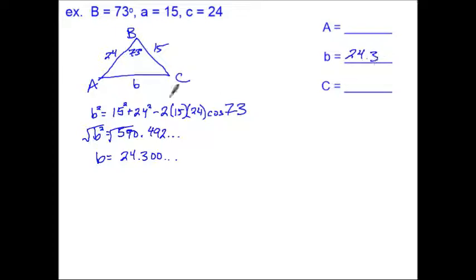Now I'm going to label this over here because I want to make a point later. Notice that 24.3 and that 24 are not too far apart as far as measurement. So basically this triangle is not too far away from being isosceles. I think I might have said angle, but you get the idea. Alright, so there's b.